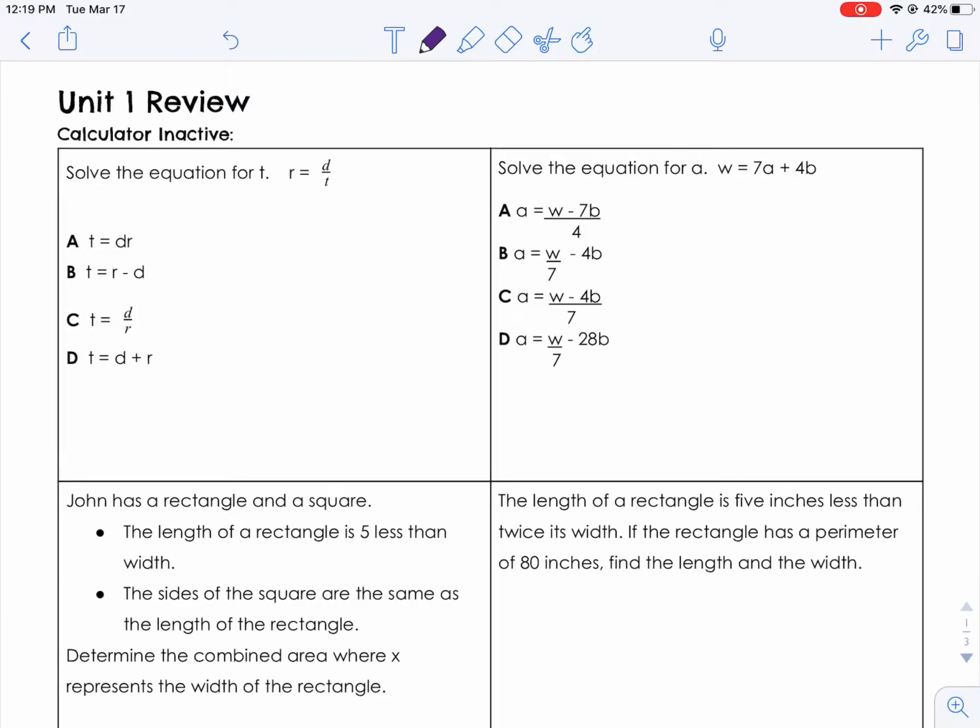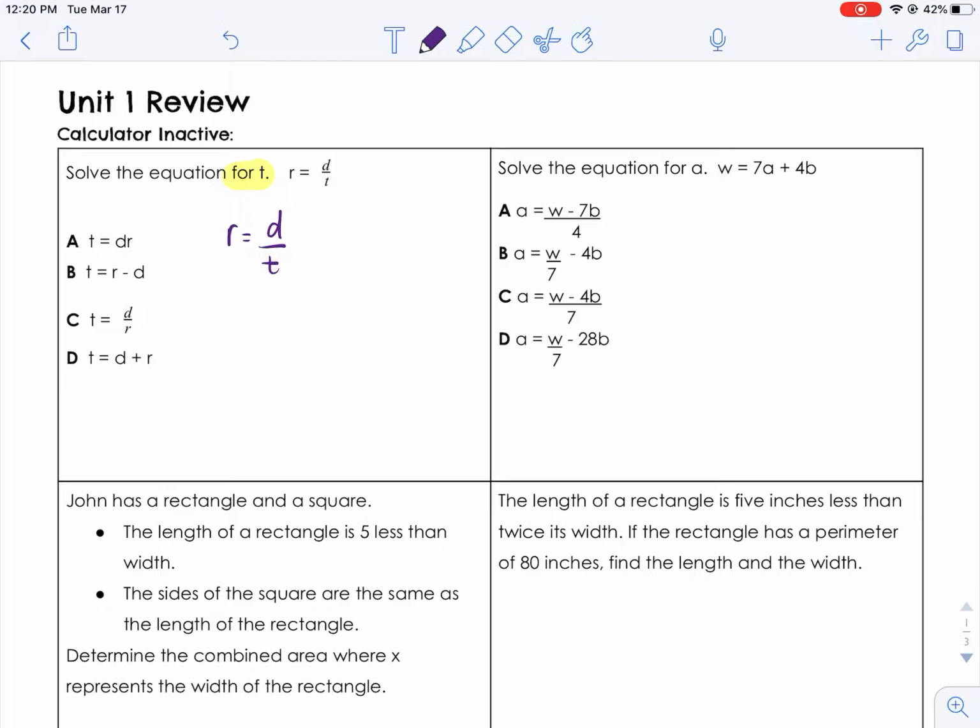So the first one is going to be one of those literal equations problems. It's going to have letters and we're going to have to solve for t. So solving for t just means that we want t by itself. And right now, as you can see, t is in the denominator. So we want to first get t out of the denominator. So d is being divided by t.